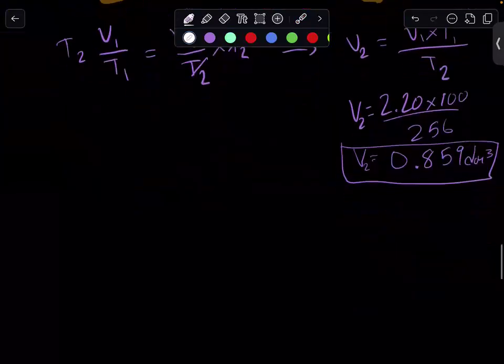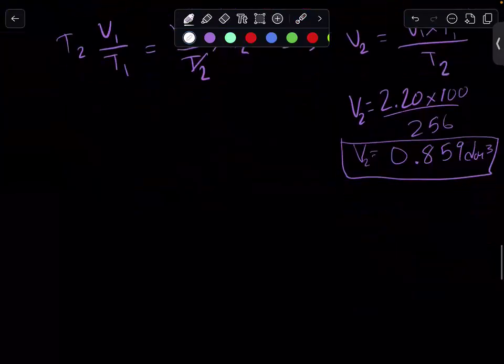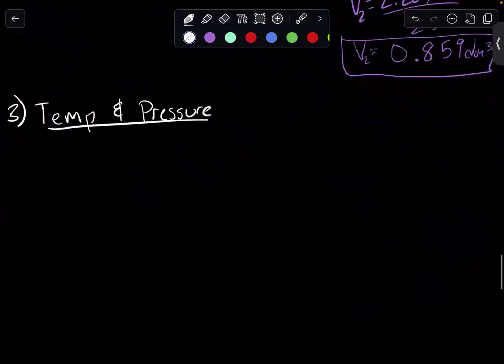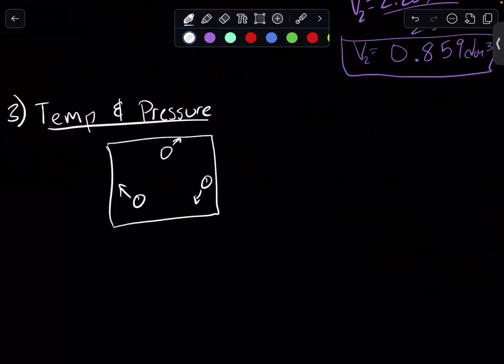All right, moving on to our last relationship, relationship three, we're going to talk about temperature and pressure. So once again, I'm going to think about a bunch of children running in a room. Now, these children are moving at an average speed, and we're going to keep the volume constant. We're going to keep the number of kids constant, but we're going to increase the temperature. So we'll light a fire or something.